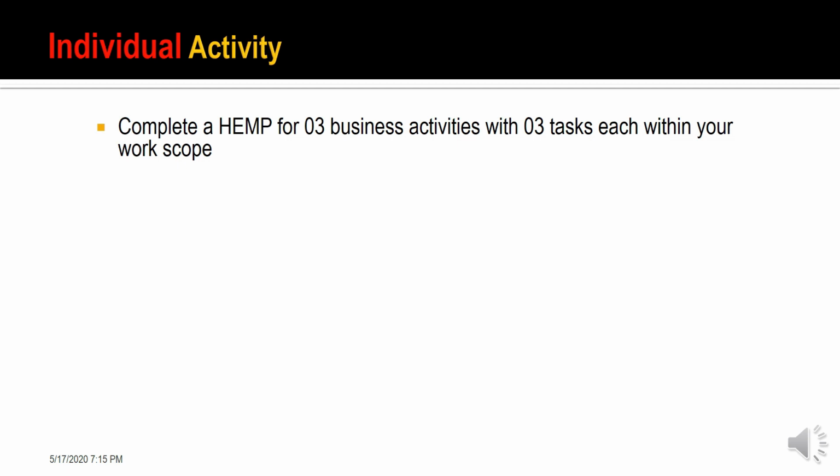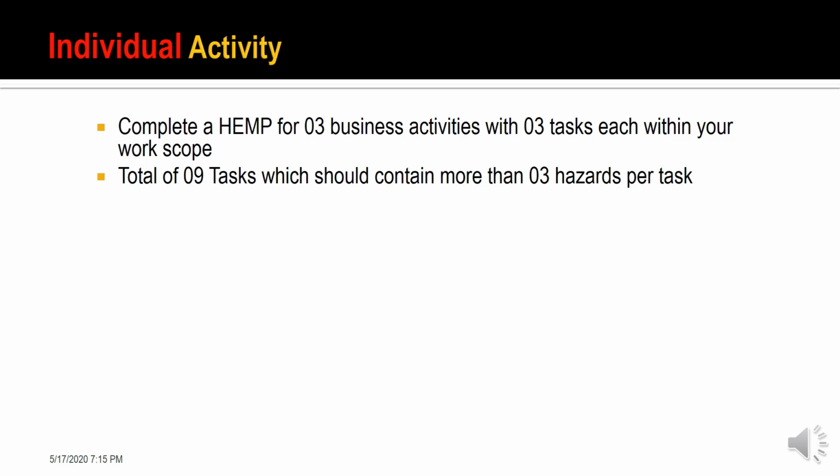With that, we have come to the end of our session for the day, but definitely you are going to have some work. Individual activity, I have highlighted it in red. Complete a HEMP for 3 business activities with 3 tasks each within your work scope. So you have to identify 3 activities and 3 tasks per activity, so you are going to end up with 9 tasks of your own scope. Within these 9 tasks, they should contain a minimum of 3 hazards per task. So identify 9 tasks and 3 hazards per task. So 9 into 3 is 27.